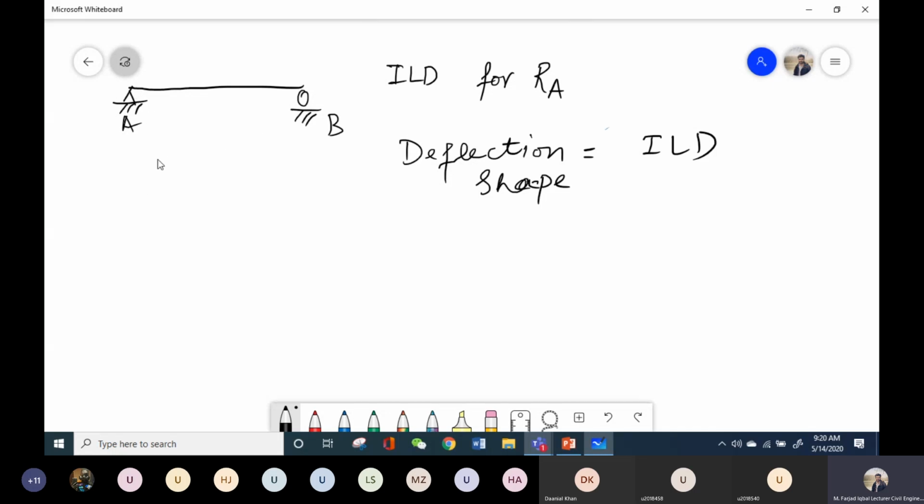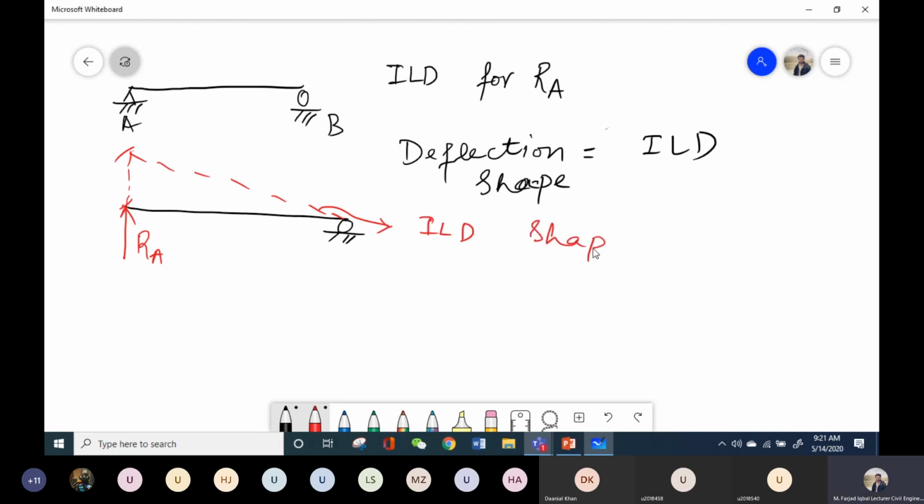I simply have to remove this support. Let's say I will plot it again. This support will remain as it is. I will simply remove this support and apply a vertical reaction at this point. And now when I apply the vertical reaction at this point, how will the beam deflect? It will deflect something like this. Now this is the deflected shape, and Muller said that this deflected shape is equal to the ILD shape.